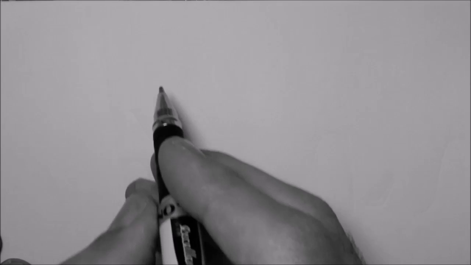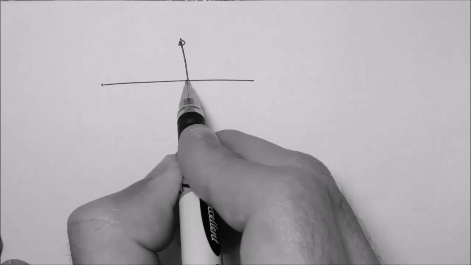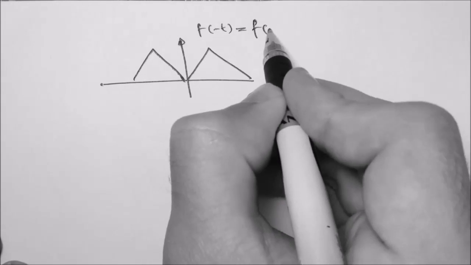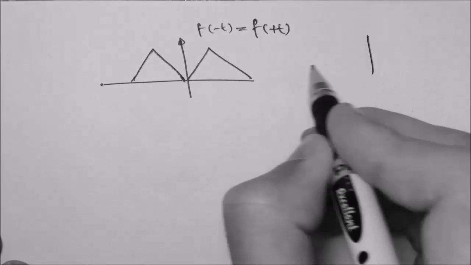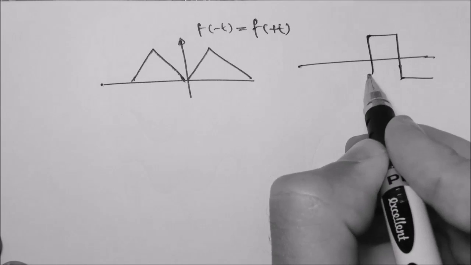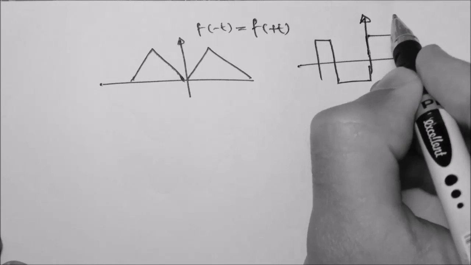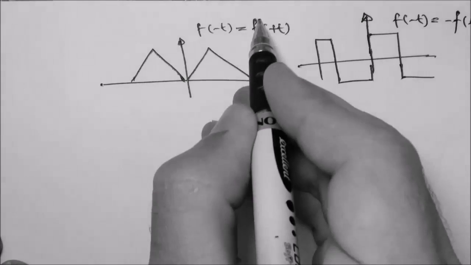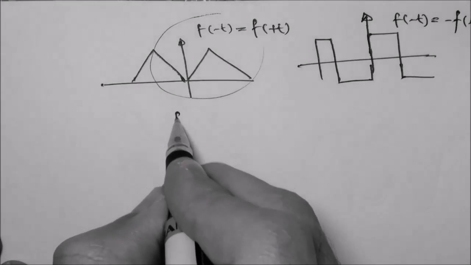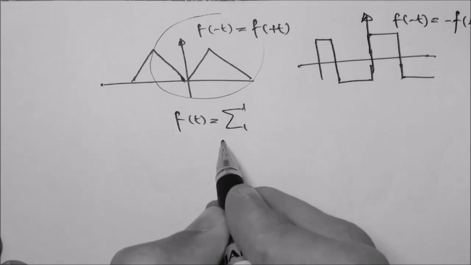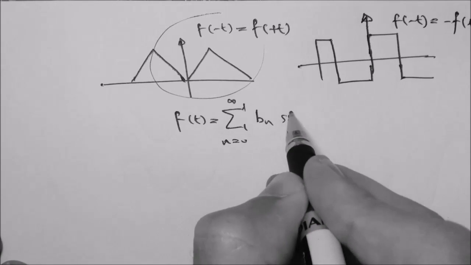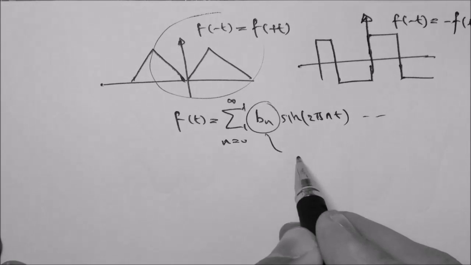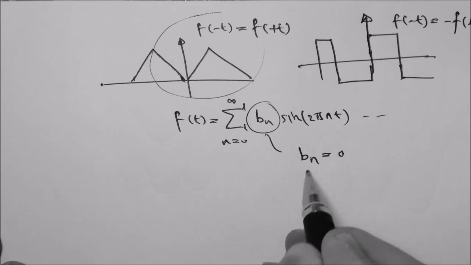Now let's try another signal that is an even signal, say this, where f of minus t equals f of plus t, which means this is an even signal, unlike the last signal we analyzed, which was an odd signal, since f of minus t equals minus f of plus t. Now if you try to analyze this signal into sinusoidals, so f of t equals summation n equals 0 to infinity for bn sine 2 pi nt, and now you try to find bn, you will find out that all of them are 0, regardless of n value.